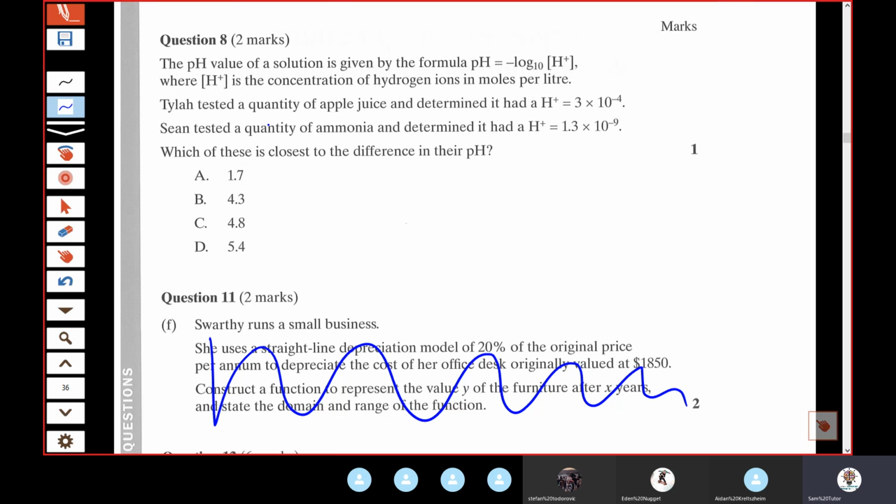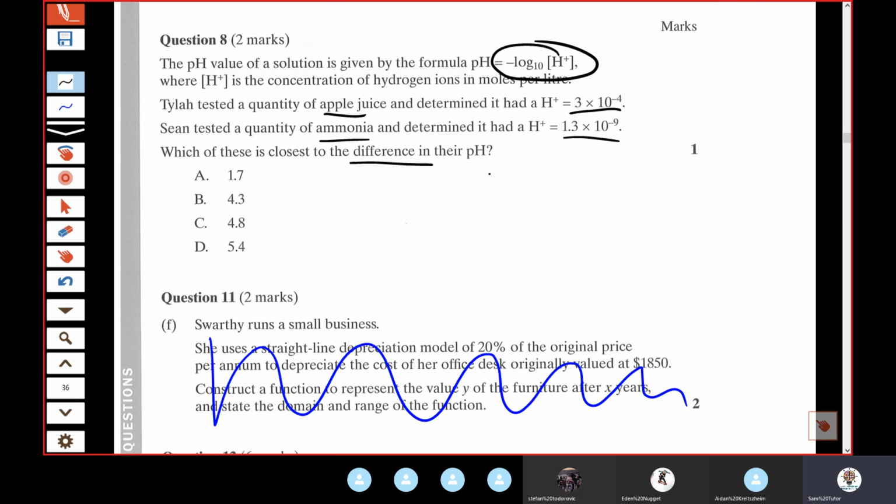Okay, here we go. Shouldn't have been too hard because it is multiple choice, which doesn't mean anything about difficulty, but the answers are there, and you should be able to just plug it in and it should be fine. The pH value of a solution is given by this formula. Tyler tested a quantity of apple juice and it was at 3 times 10 to the negative 4. Sean tested ammonia, determined he had 1.3. Which of these is closest to the difference in their pH level?